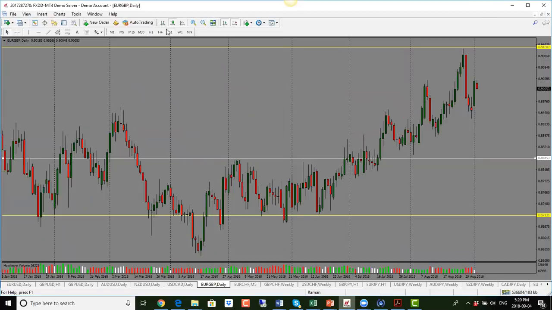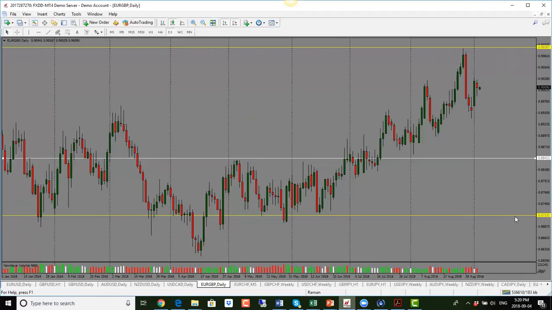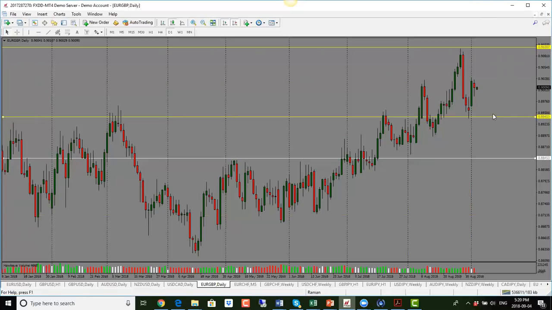Euro pound here, this one is a little neutral. We had a big drop, a pullback, and now it looks like it could drop again here. So it is neutral to bearish. I think it could drop here, but this is not my favorite pair today because it's kind of in no man's land at this point.